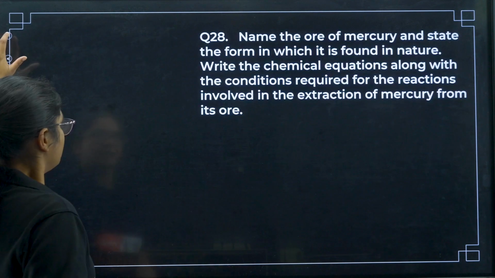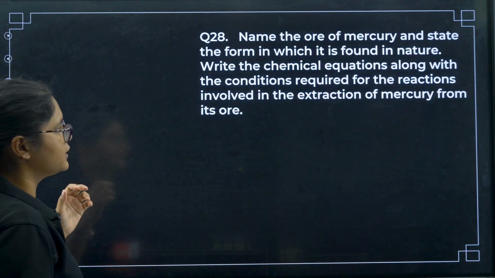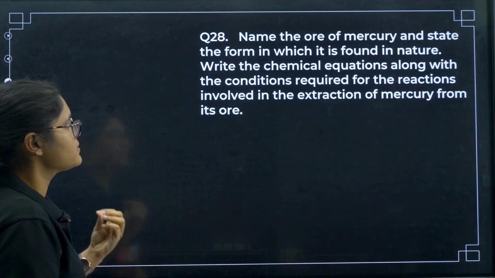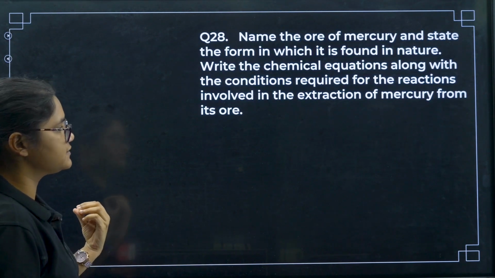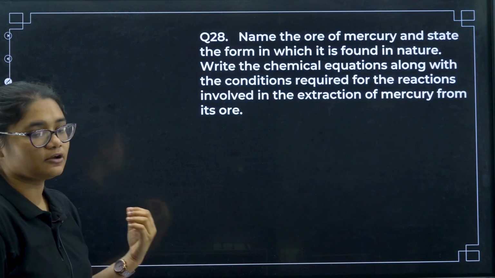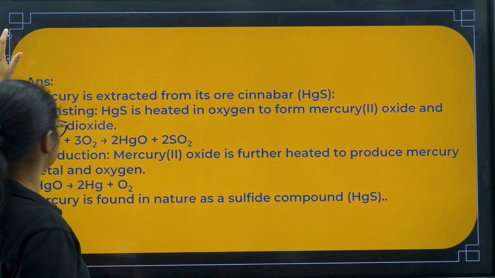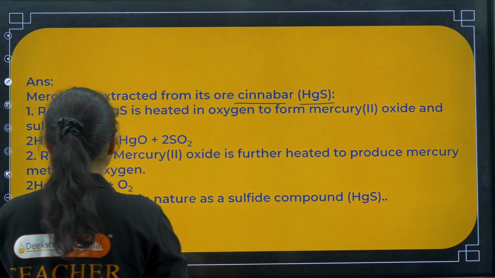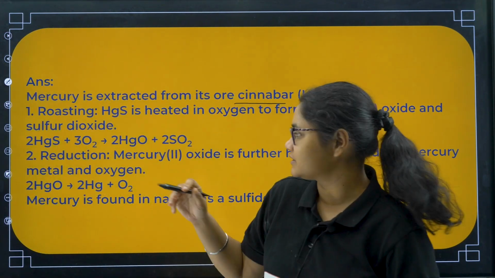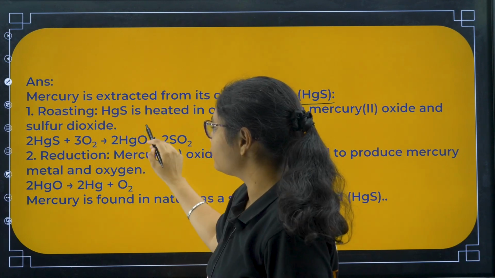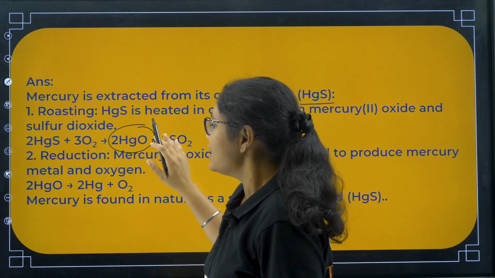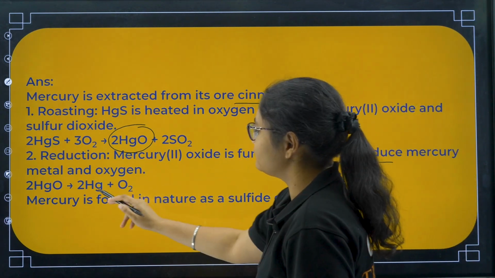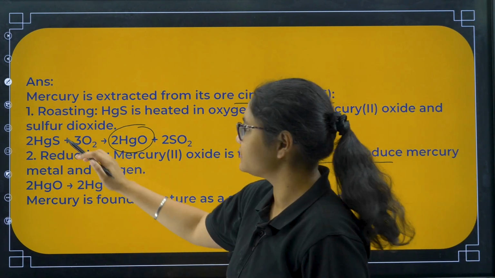Clear? Next, we have: name the ore of mercury and state the form in which it could be found in nature. So that is cinnabar. Write the chemical reactions along with the conditions required for the reactions involved in the extraction of mercury from its ore. So this is also a very direct question. Mercury is extracted from its ore cinnabar and its formula is HgS. What is the first step that is done here? First it is roasting, meaning HgS is converted to HgO. Since it is a very less reactive metal, you can obtain pure metal by just heating it. So you will get Hg plus O2. So those are the steps involved here.